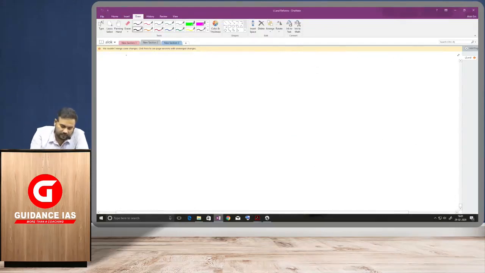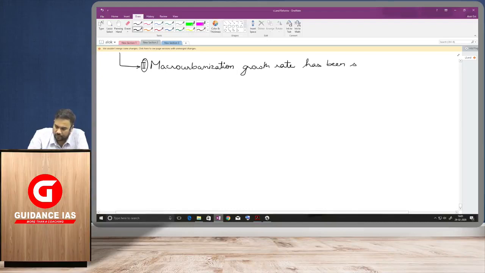देन दूसरा पैटर्न देखें, सेकेंड इंपॉर्टेंट कैरेक्टरिस्टिक पैटर्न, दैट macro urbanization growth rate has been slow. Macro urbanization growth rate has been slow. ठीक है? So it is not growing very fast. The levels, they are lower and also not growing very fast. Now what is the essential reason if we look into this phenomenon?